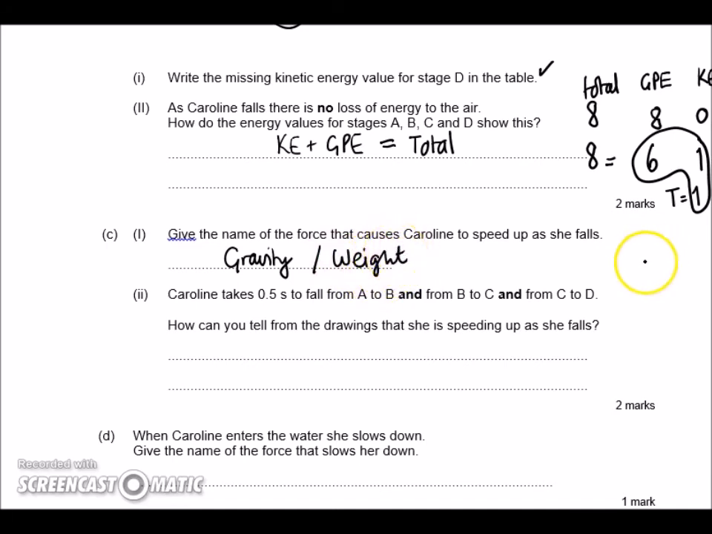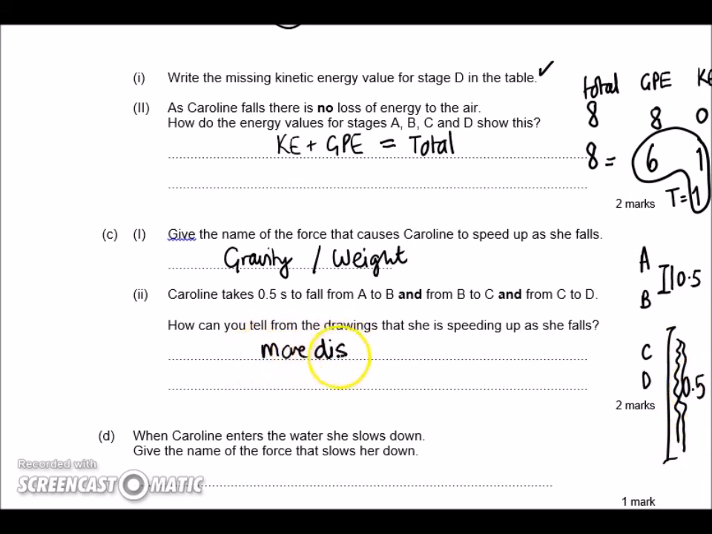Now, she takes 0.5 seconds to move from A to B. That's quite a short distance. From C to D is a much longer distance, and she also only takes half a second, so she must be falling much faster here than here, because she covered more distance in the same amount of time.